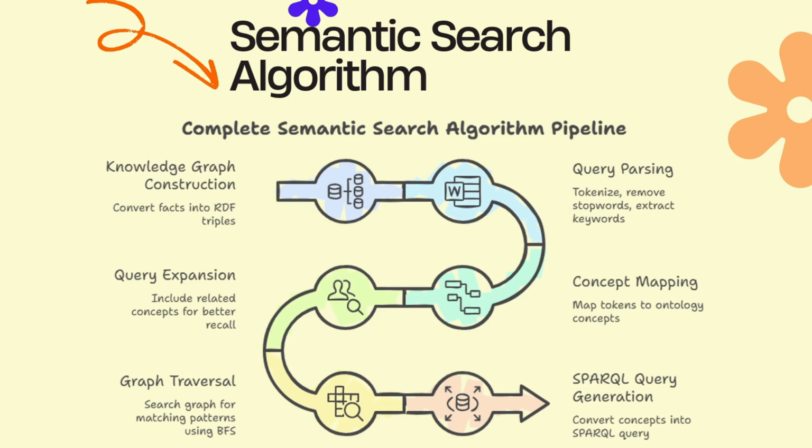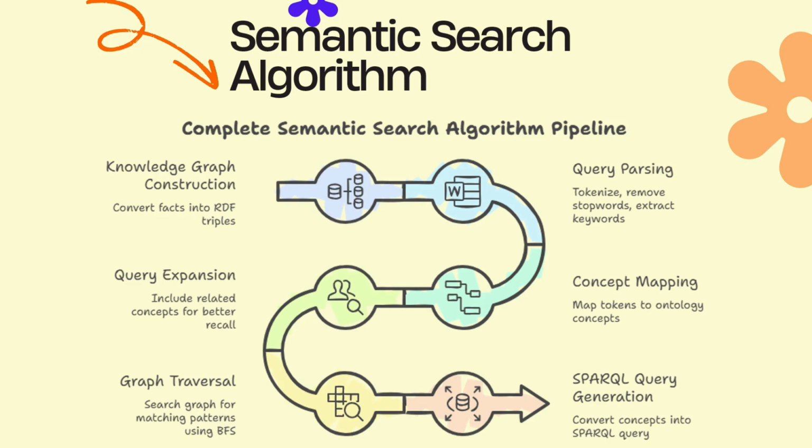Then stage 5, which is graph traversal. With the expanded set of concepts, the system traverses the knowledge graph to find the matching patterns. It uses graph search algorithms like breadth first search, starting from a node and expanding outward, following relationships until it finds everything that fits.